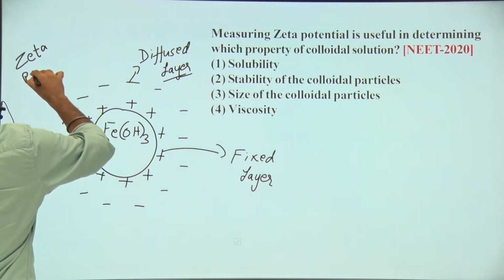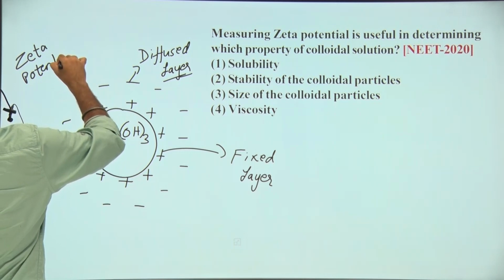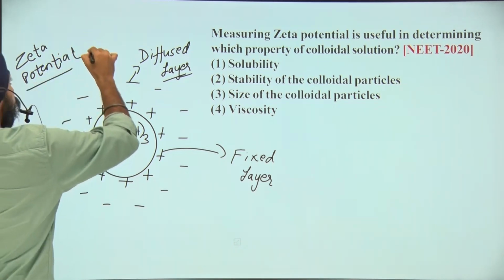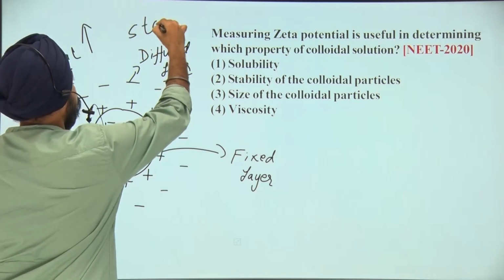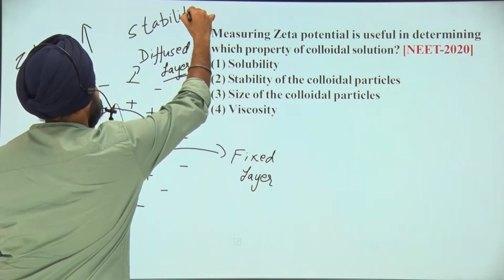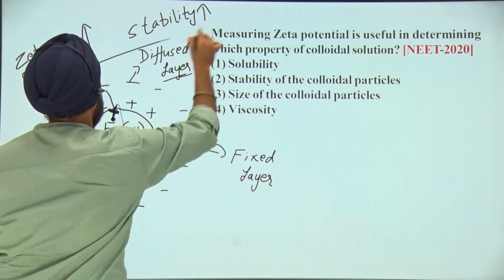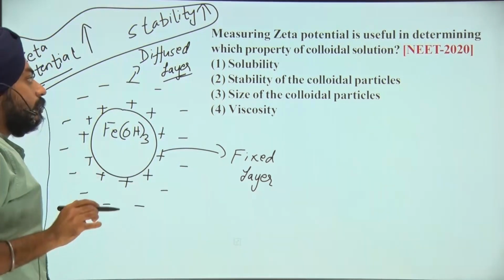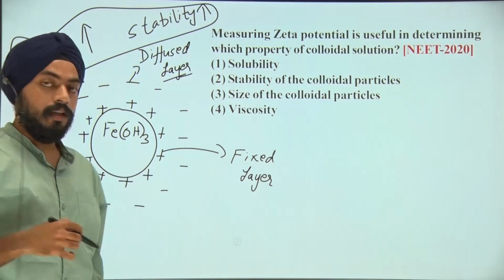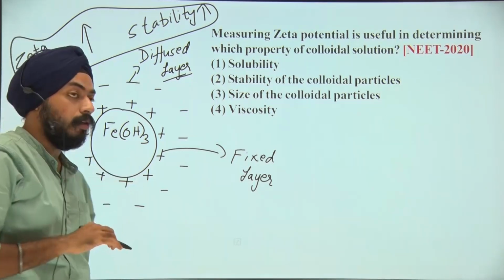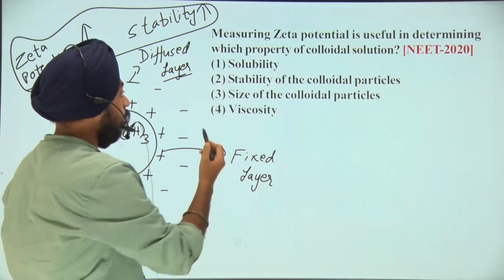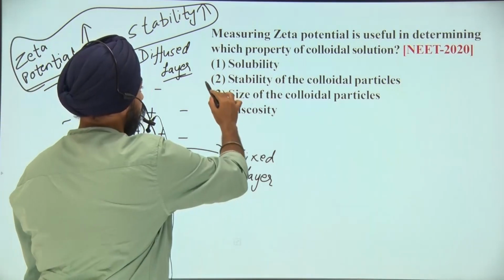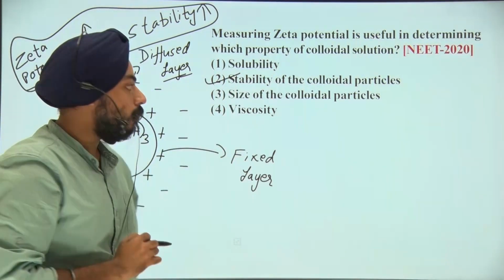Now students, greater the zeta potential, greater will be its stability. So an increase in zeta potential will give an increase in stability, or a decrease in zeta potential will give a decrease in the stability. So zeta potential is the measurement of the stability of the colloid. That is option number 2.